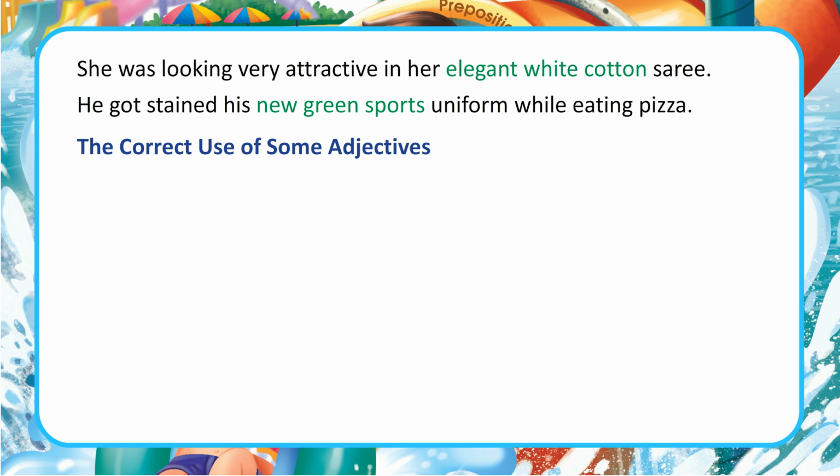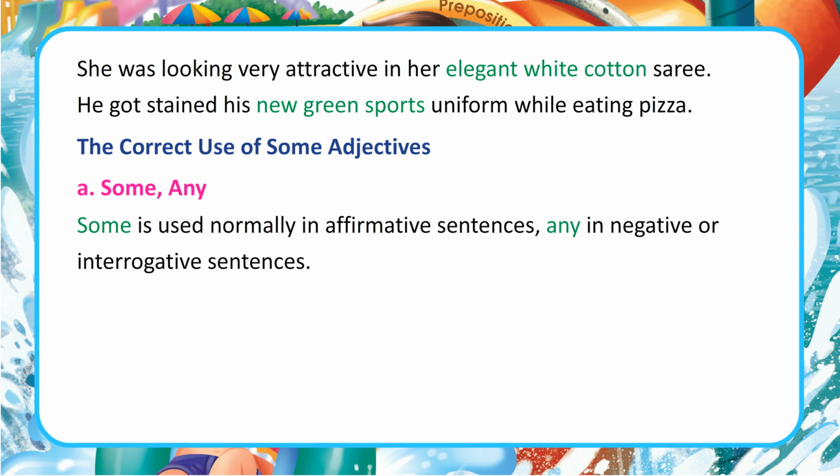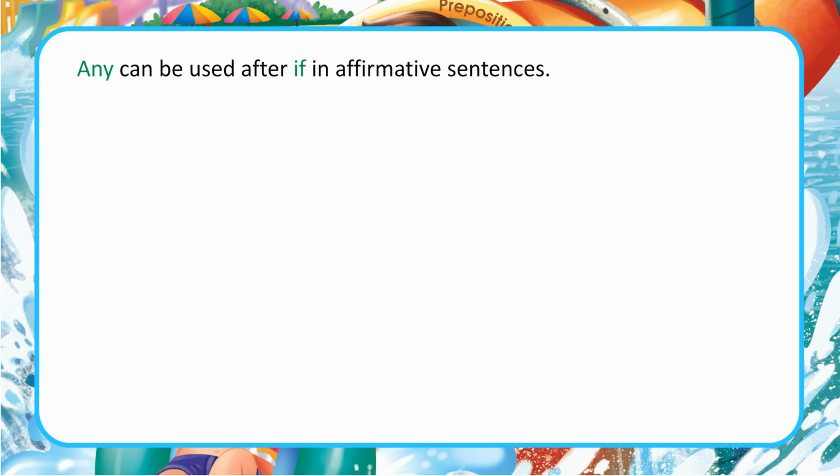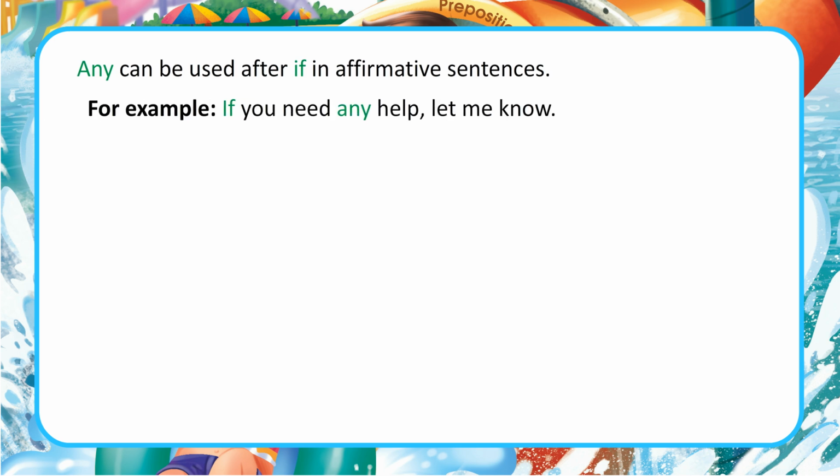The correct use of some adjectives. A. Some, any. Some is used normally in affirmative sentences, any in negative or interrogative sentences. For example, I will buy some shirts. I will not buy any shirts. Have you bought any shirts? Any can be used after if in affirmative sentences. For example, if you need any help, let me know.